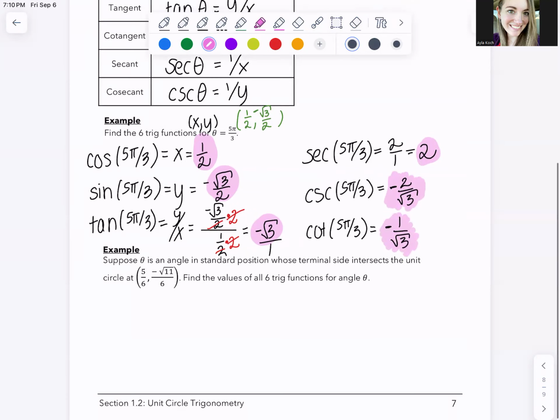All right. Another problem. Suppose theta is an angle in standard position whose terminal side intersects the unit circle at the point 5 over 6 comma negative root 11 over 6. Find all 6 trig values.